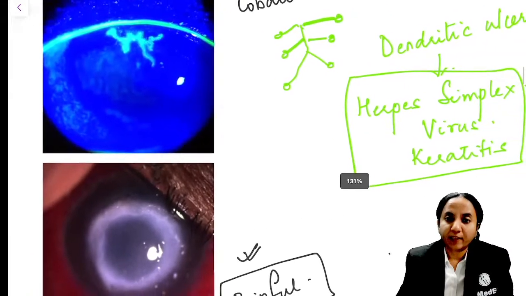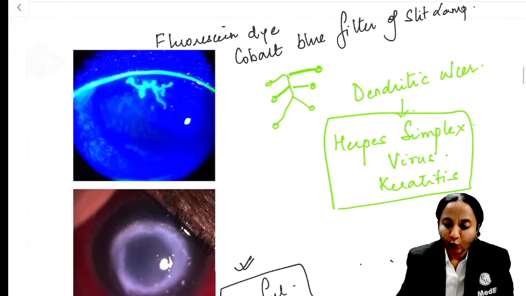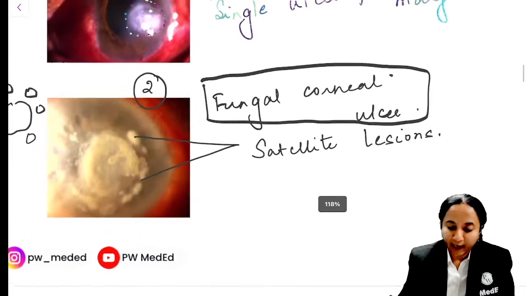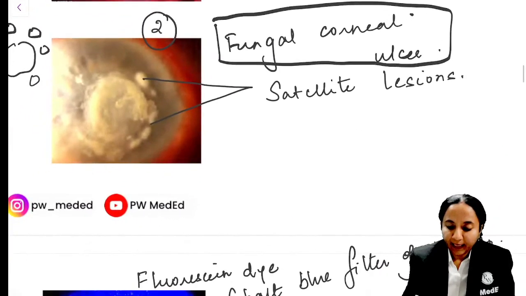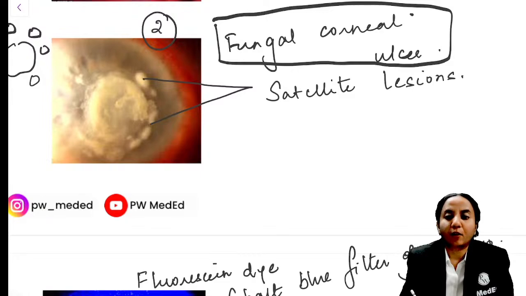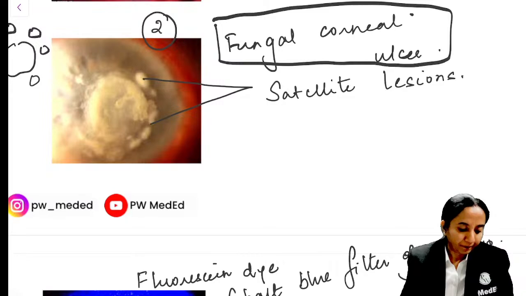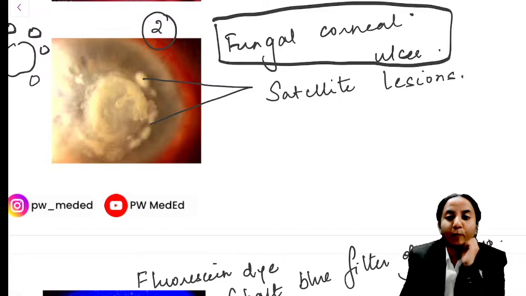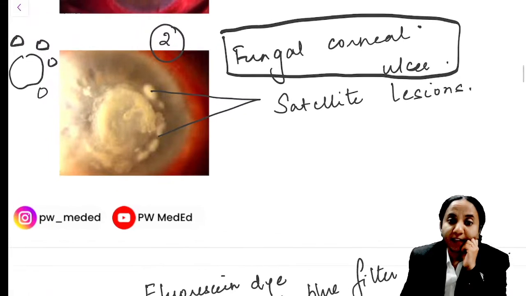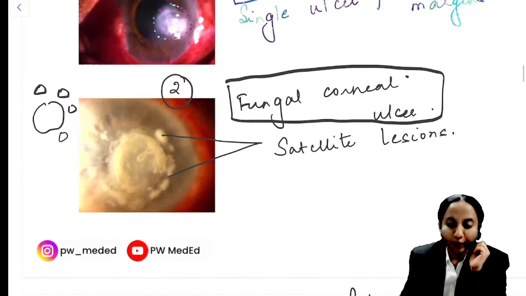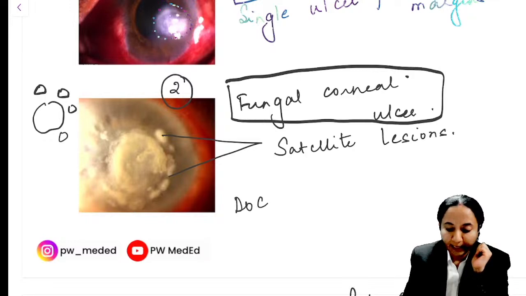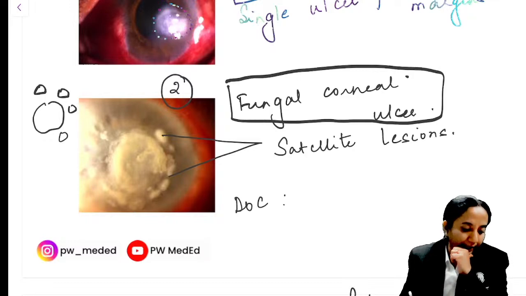Now just two quick questions. Who will tell me what is the drug of choice for fungal corneal ulcer in India? Commonly asked MCQ hai ye. Chalo, let us see how many people remember this. Very, very important question for exam. Fungal corneal ulcer, what is the drug of choice in India? In India, what is the drug that we are giving?